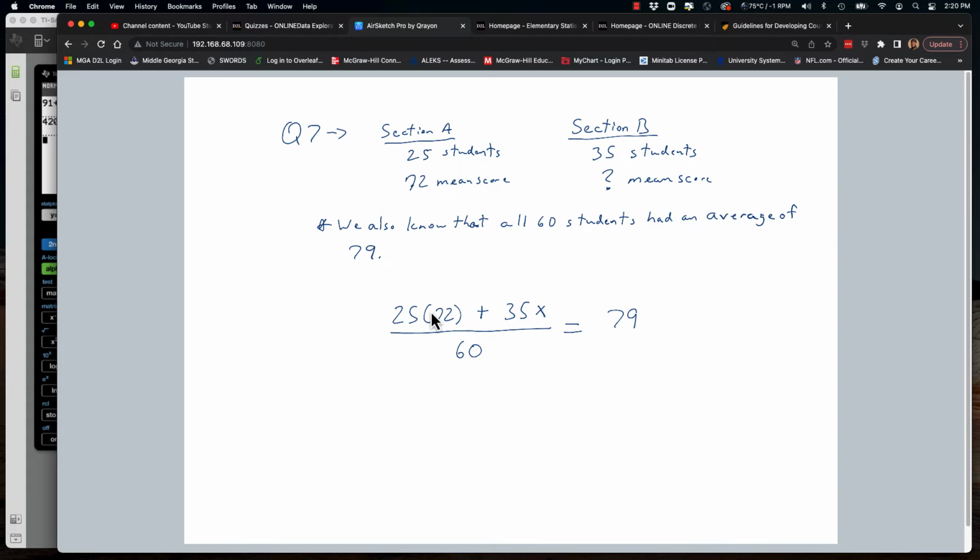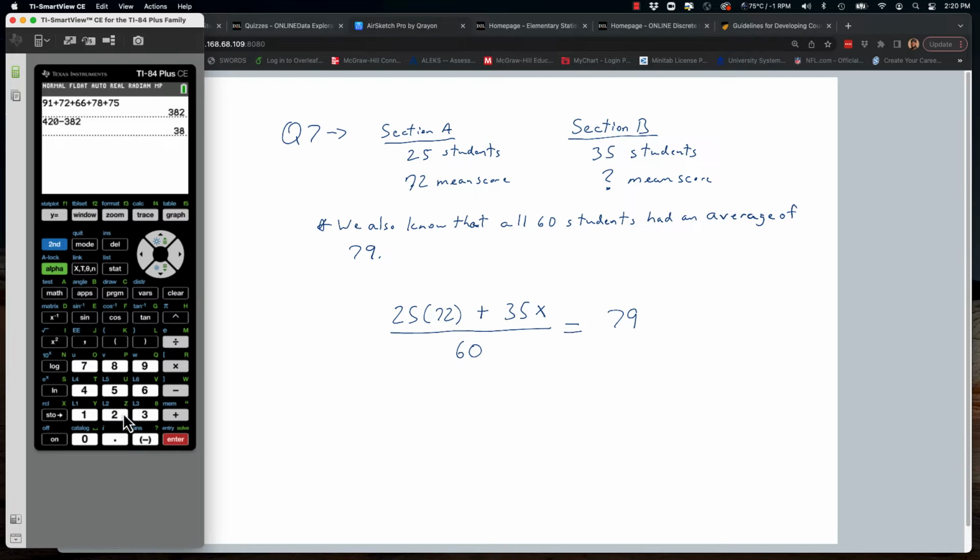So again, this is just us having to solve for x. So if I do 25 times 72, I'm going to get 1800 plus 35x over 60 equals 79. Multiply both sides by 60. That kills this out. I have 1800 plus 35x equals, I don't know what 79 times 60 is off the top of my head. If you do, you're better than me. 4740.